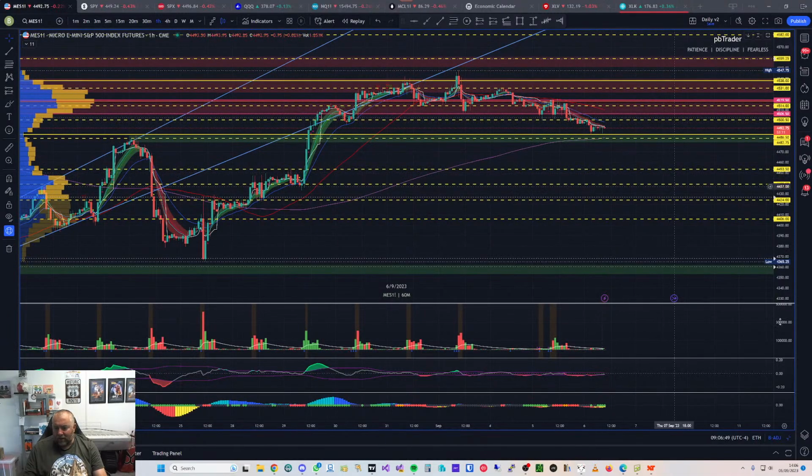So we are technically in an hourly micro downtrend. So we'll be looking to see whether we can break that up or whether we're going to continue the trend down. That's it really.